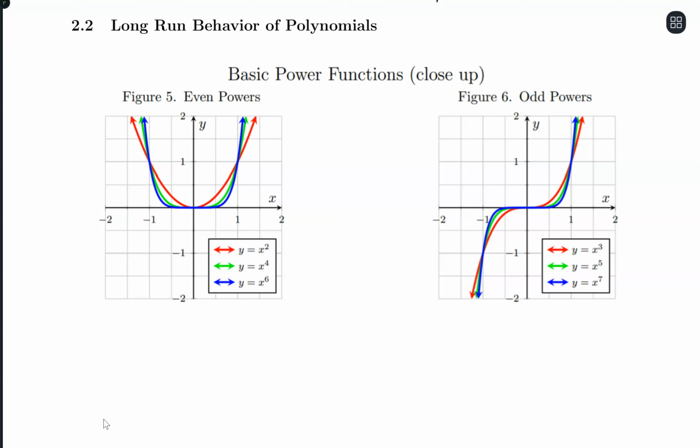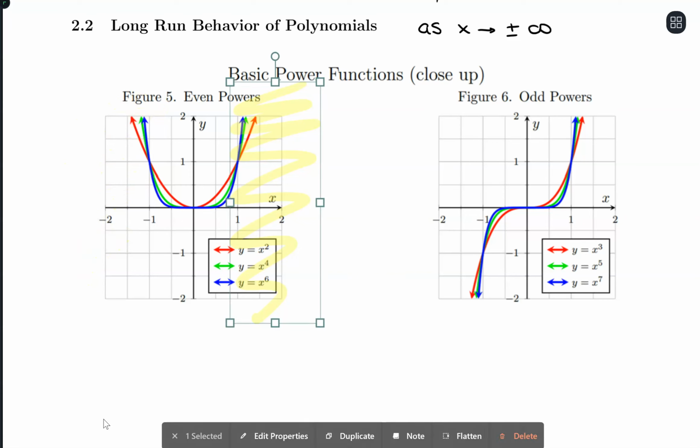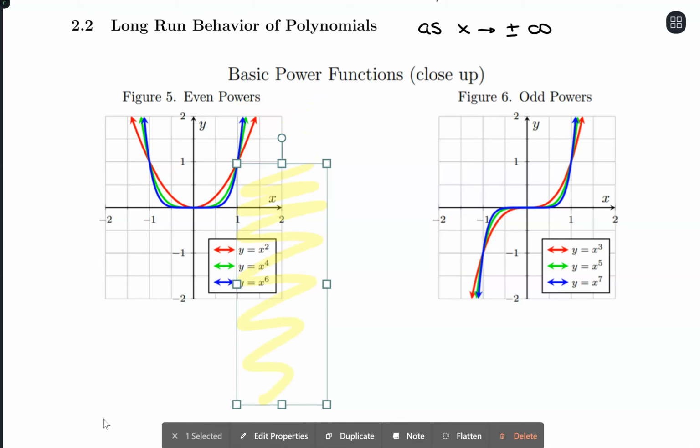The long run behavior of our graphs is talking about what happens at the ends of our graph, or specifically what's happening as x goes out to positive or negative infinity. So it's kind of like we're looking at the right-hand end and the left-hand end for what our graph is doing. And with polynomials, what should be happening is our graph is either going up to positive infinity or down to negative infinity. So this first graph here shows our even powers.